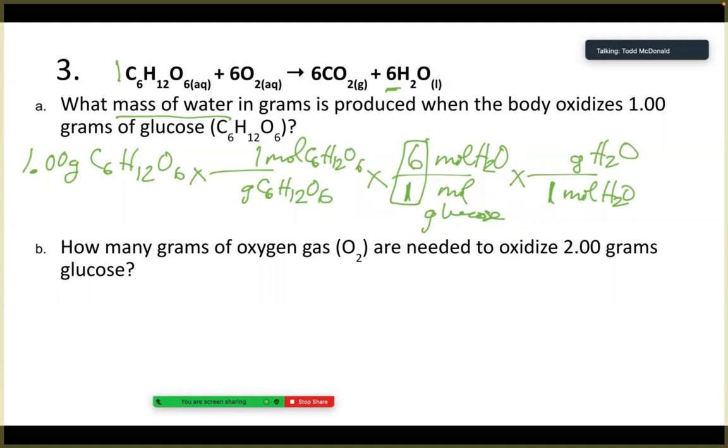The molar mass here is 180.02 is how I would call that. Okay. As far as molar mass of water goes, that's 18.02. We've done that quite a few times. 2 hydrogens, 1 oxygen. Now I punch this into a calculator. I'm going to do 1 gram divided by 180.02 times 6 times 18.02.